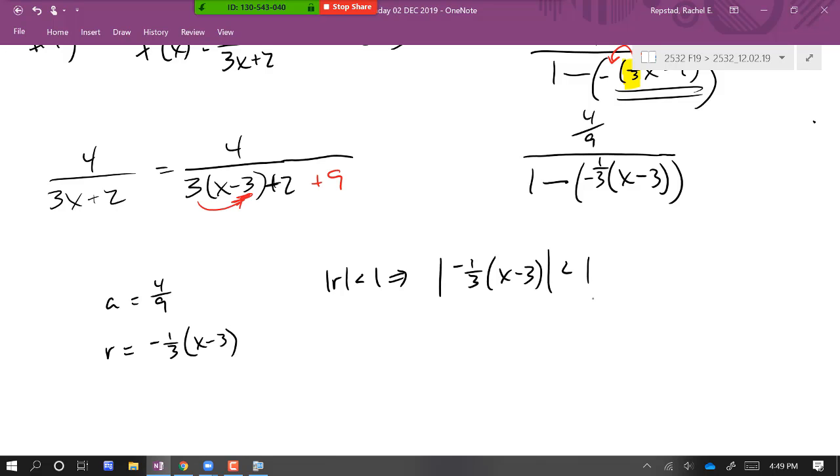Does that make sense? Yeah, I got 0 and 6 for the interval of convergence. Are those the endpoints? When you're doing that, you have a lower value and an upper value.